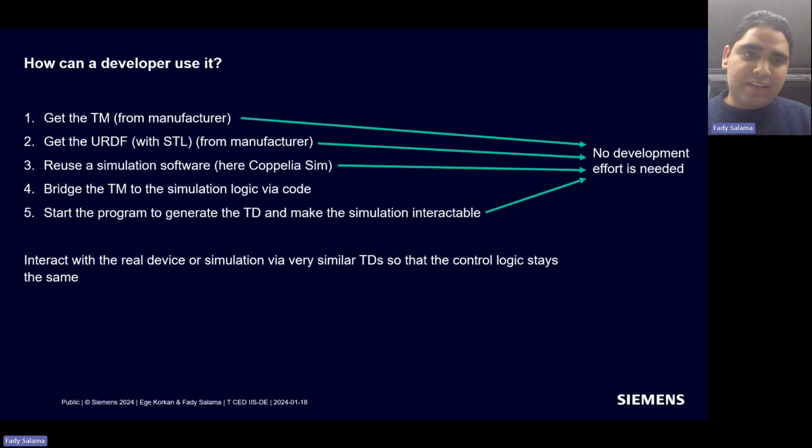And the nice thing is that because the interfaces are the same, the same thing model describes the real robot and the simulation of it. You basically get the same control logic, and your control logic stays the same, even if you have a physical robot and a virtual robot.